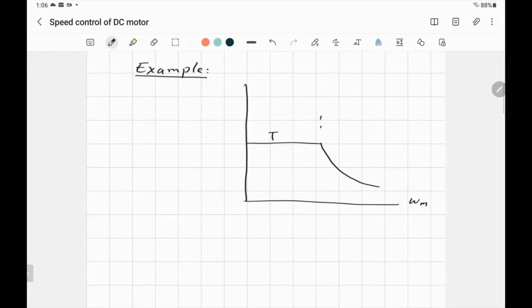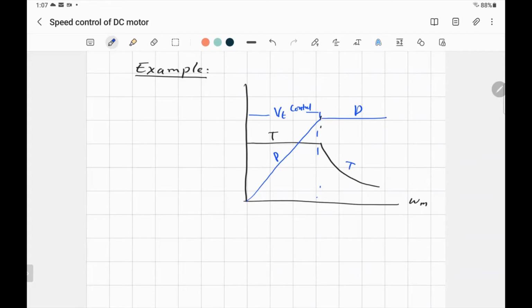If I sketch the other here, it means here the power is increasing because I'm changing the voltage. I'm using armature control by increasing the voltage in this area, so the power will be increasing. And then in this area it will be constant power, so the torque will be like this.